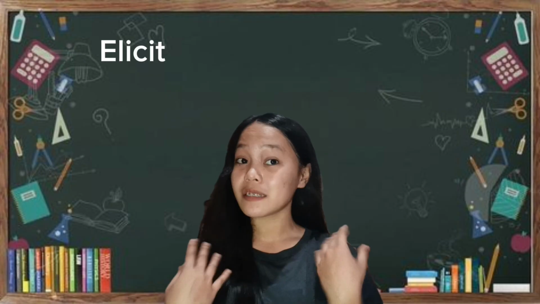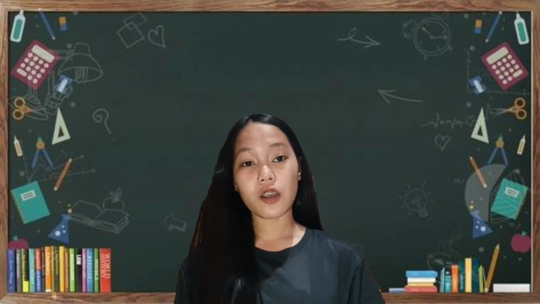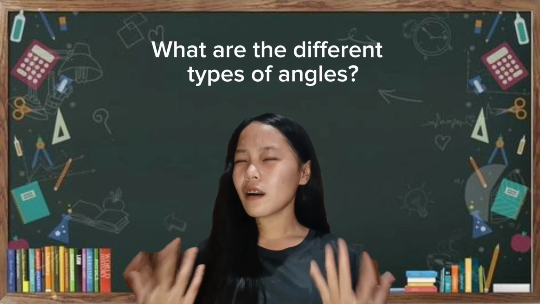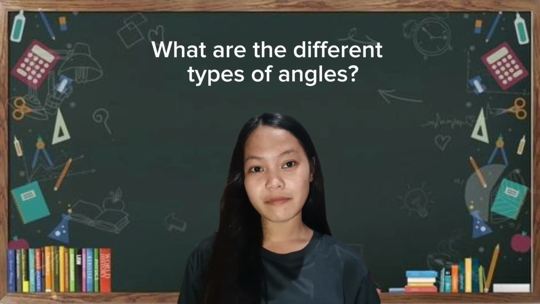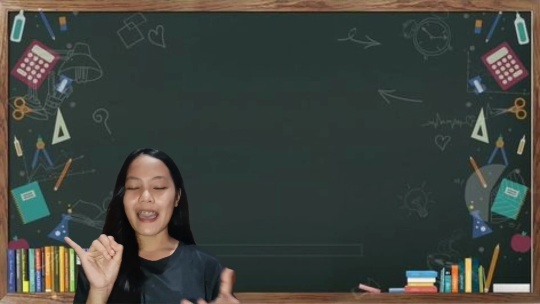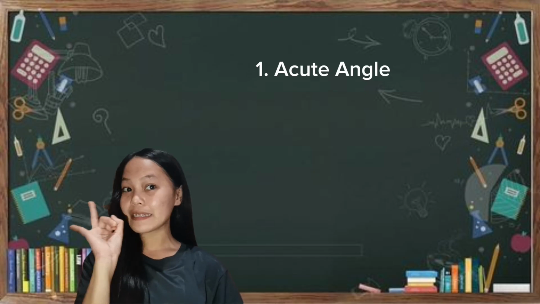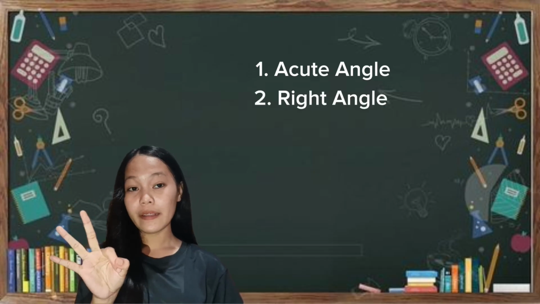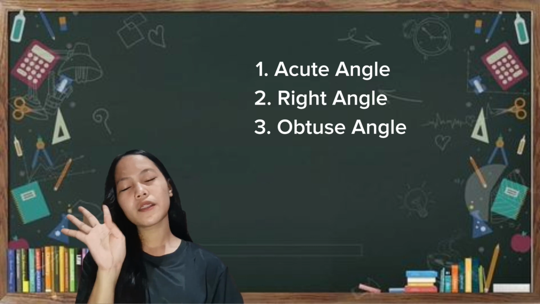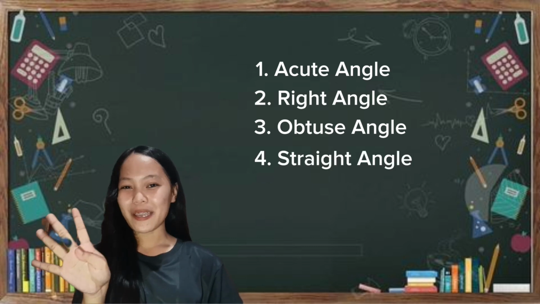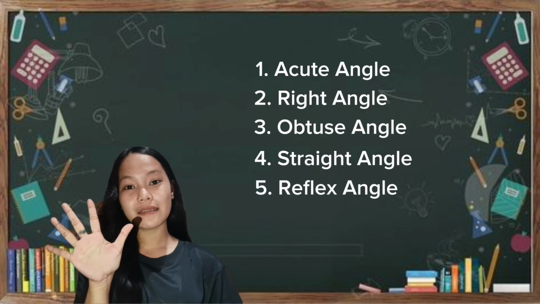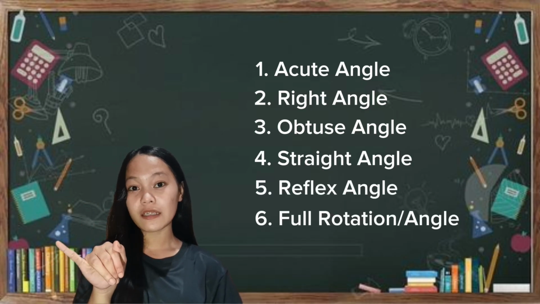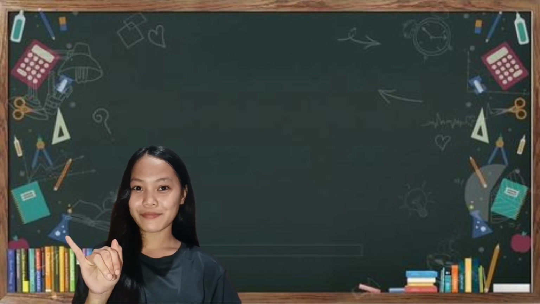Now, before we discuss our main topic, let's recall our previous topic. What are the different types of angles? The first one, acute angle. The second one, right angle. Third one is the obtuse angle. The fourth one, straight angle. The fifth one, reflex angle, and the last is the full rotation or full angle.